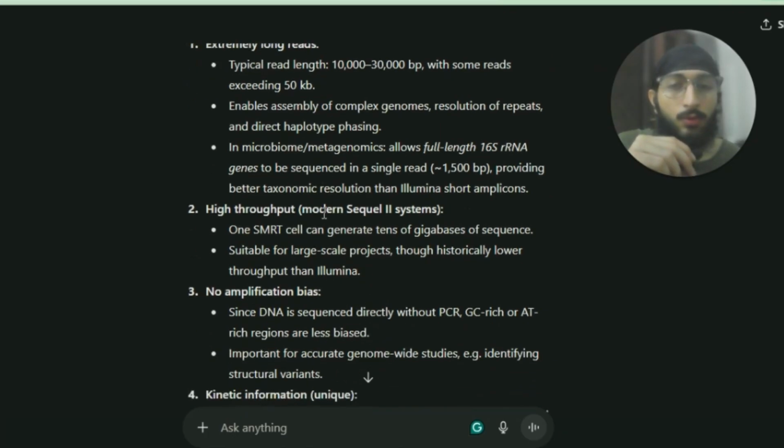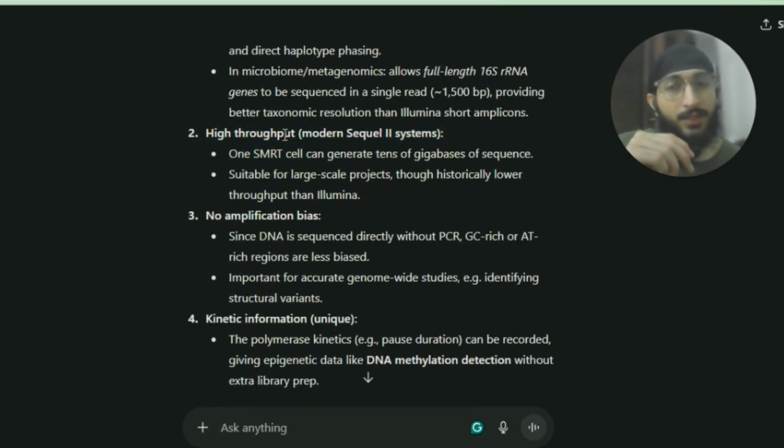Right. Now, next is high throughput. That is another advantage. On modern Sequel II systems, one SMRT cell can generate tens of gigabases of sequence, suitable for large-scale projects, though historically lower throughput than Illumina.